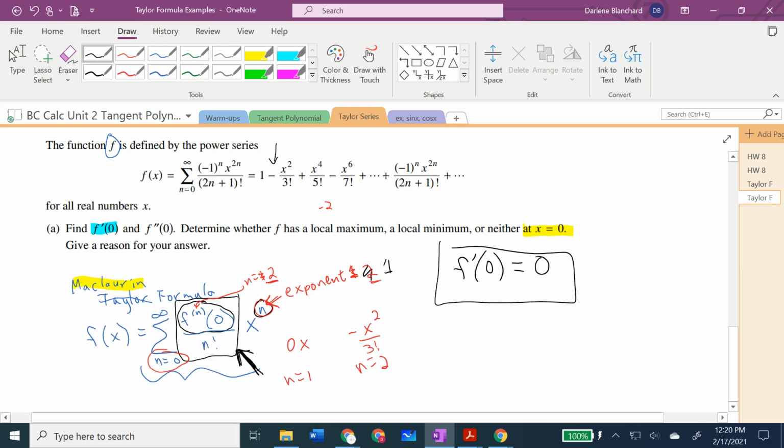To start again, f prime of 0 must equal 0 because there is no x to the 1 term. And negative x squared over 3 factorial must be equal to the Taylor formula's term that creates the second derivative at the center divided by 2 factorial times x squared.